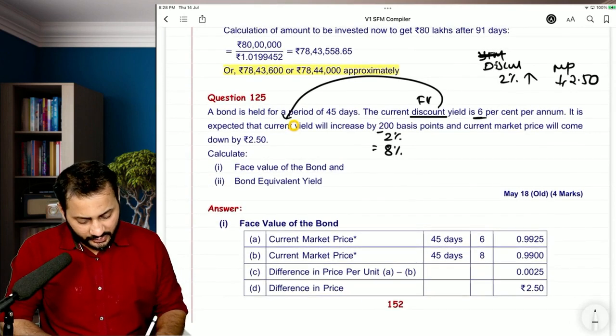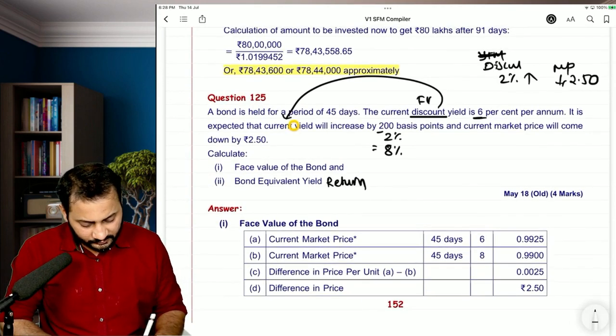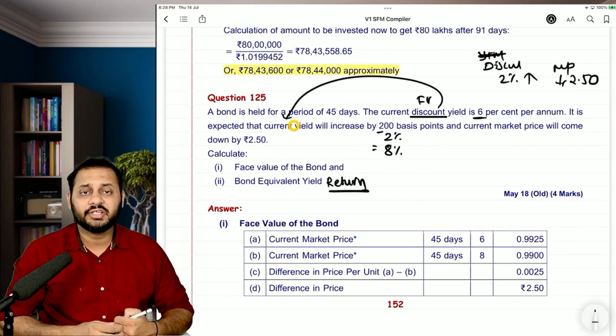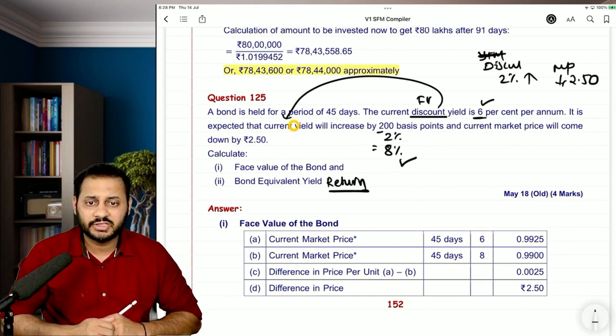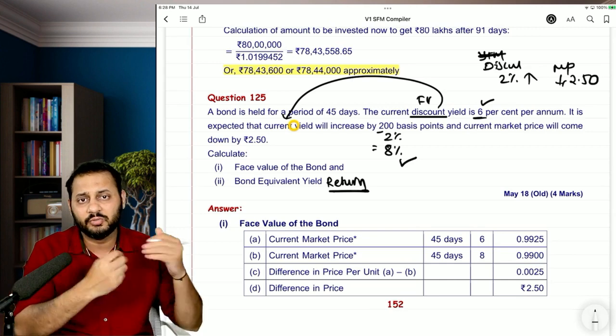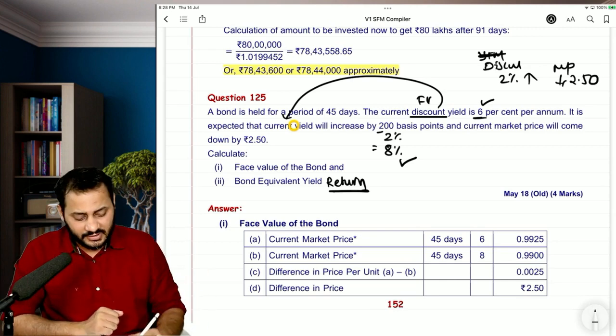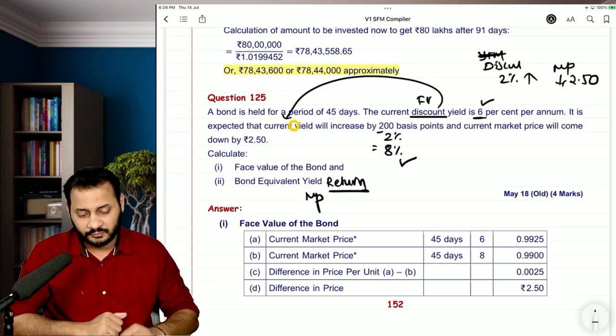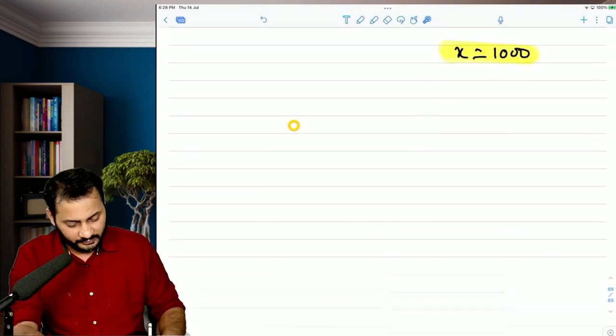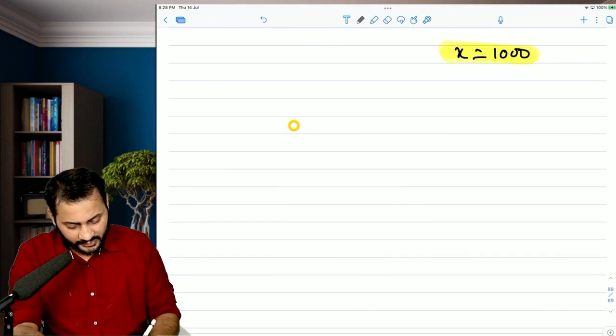Now they are asking you to calculate the return. But in which rate? When the discount is 6% or when the discount is 8%? If the question is not specific, calculate the return in both the cases. And yield is calculated on market price. Ladies and gentlemen, please understand. Okay. First of all, now we will write down a couple of things.